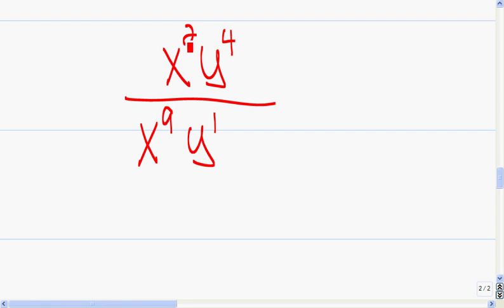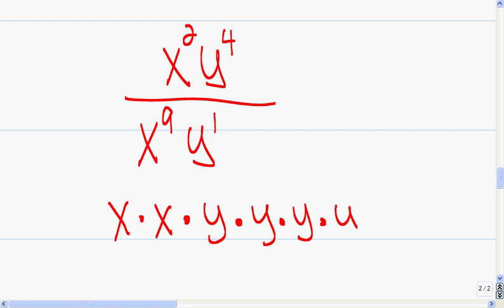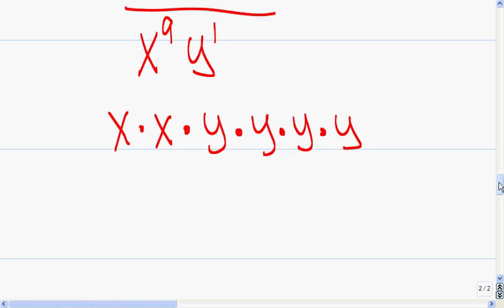A base x with an exponent of 2 means that you're going to multiply this x times itself 2 times. So you're going to write x times x, and this means times y, so we're going to do times base y. Exponent 4 means that we're going to multiply y times itself 4 times. Divided by base x exponent 9. So that means we're going to multiply x times itself 9 times.